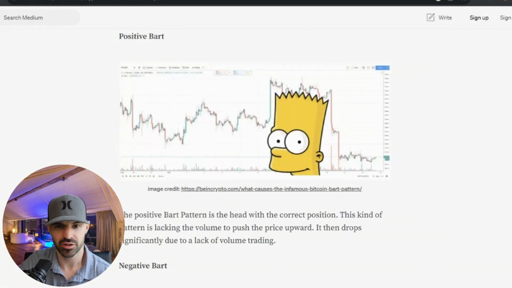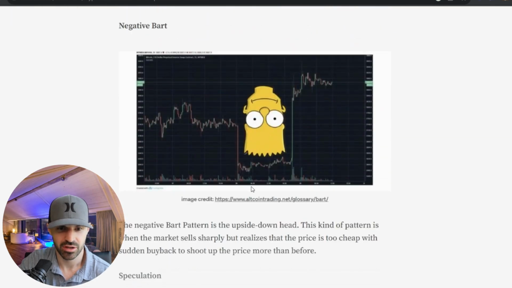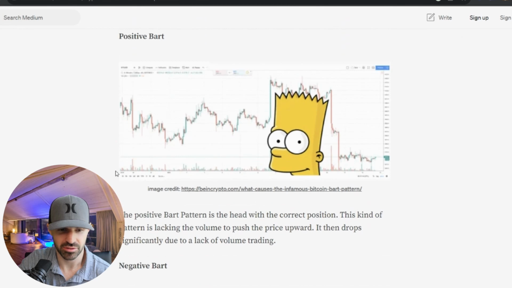So I thought I'd just add in this pattern as well, because I do see it quite a lot. So this is the Bart Simpson pattern. So you have the positive Bart or the negative Bart. So what is a Bart Simpson pattern? So the positive Bart pattern is the head with the correct position. This kind of pattern is lacking the volume to push the price upward. It then drops significantly due to the lack of volume trading.